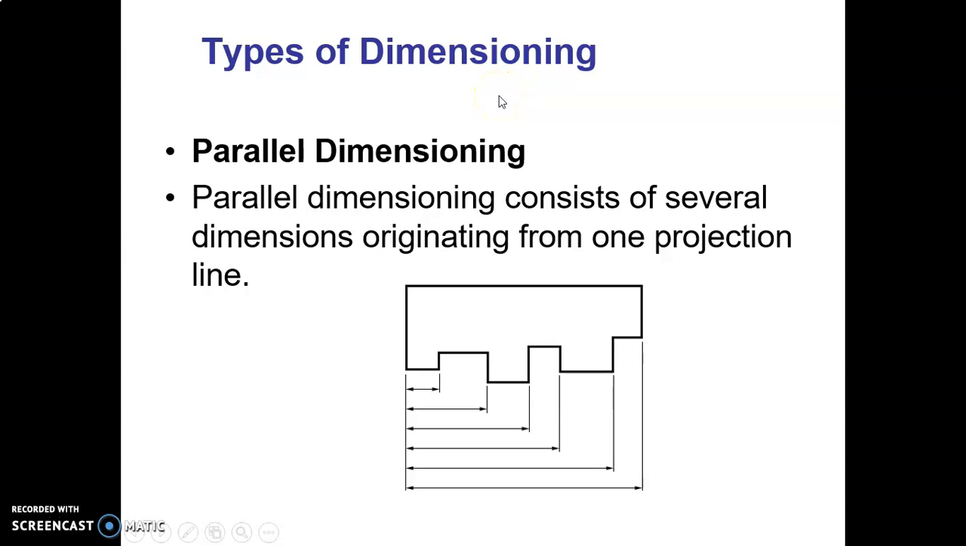Now look at types of dimensioning. We have parallel dimensioning. This consists of several dimensions originating from one projection line. This is parallel because dia ada banyak kat sini. So it starts with the smallest one, and dia akan keep on bertambah. So this is parallel.